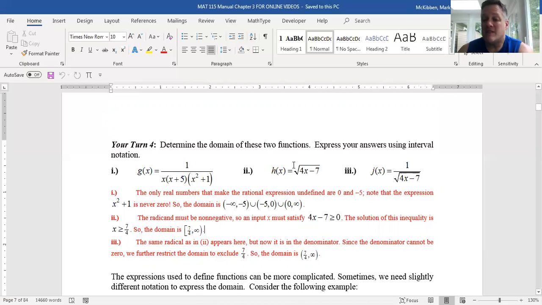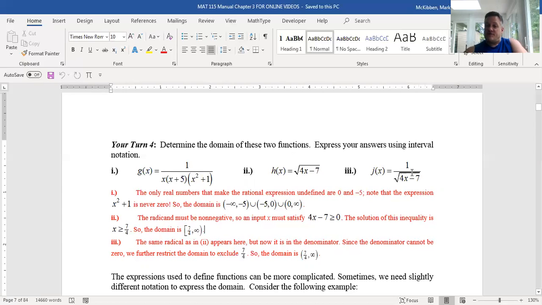Keep in mind, had this been a cube root, you can take the cube root of negative numbers, because if you cube a negative number, you get a negative number back. So just be careful. Cube roots, the domain here would be all real numbers. If I had the fourth root, same story. The inside has to be non-negative. So it's just a distinction between even and odd index radicals here.